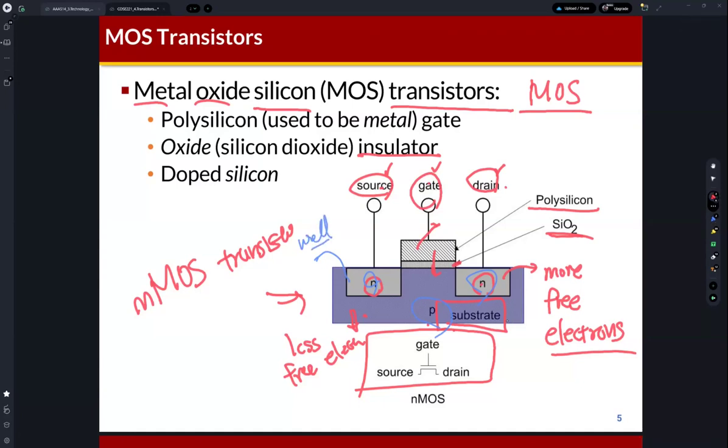Between the two nodes, source and drain, we use an insulator, silicon dioxide, and above this insulator we dope polysilicon. Polysilicon is a conductor. The gate node is connected to the polysilicon. And this is the symbol of the NMOS transistor.